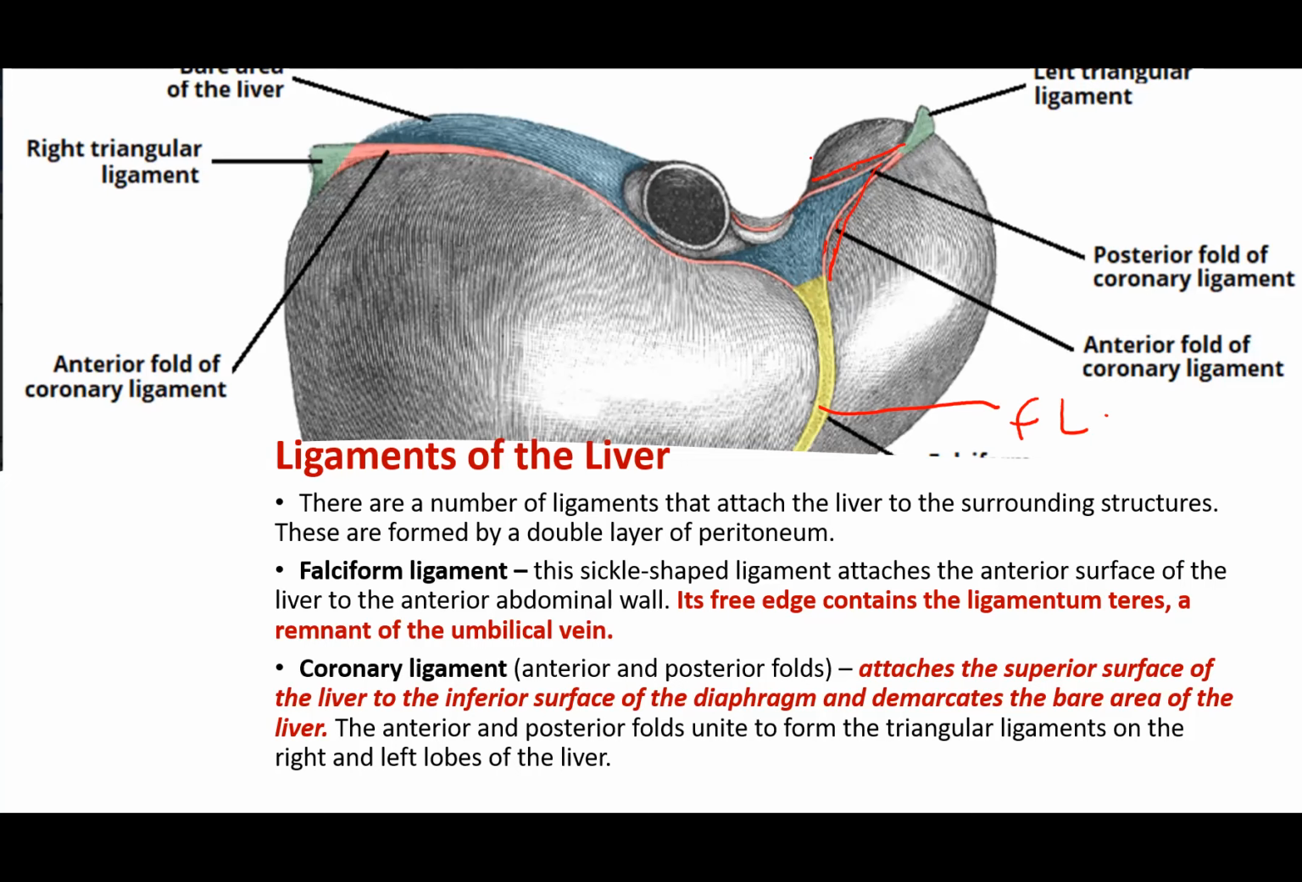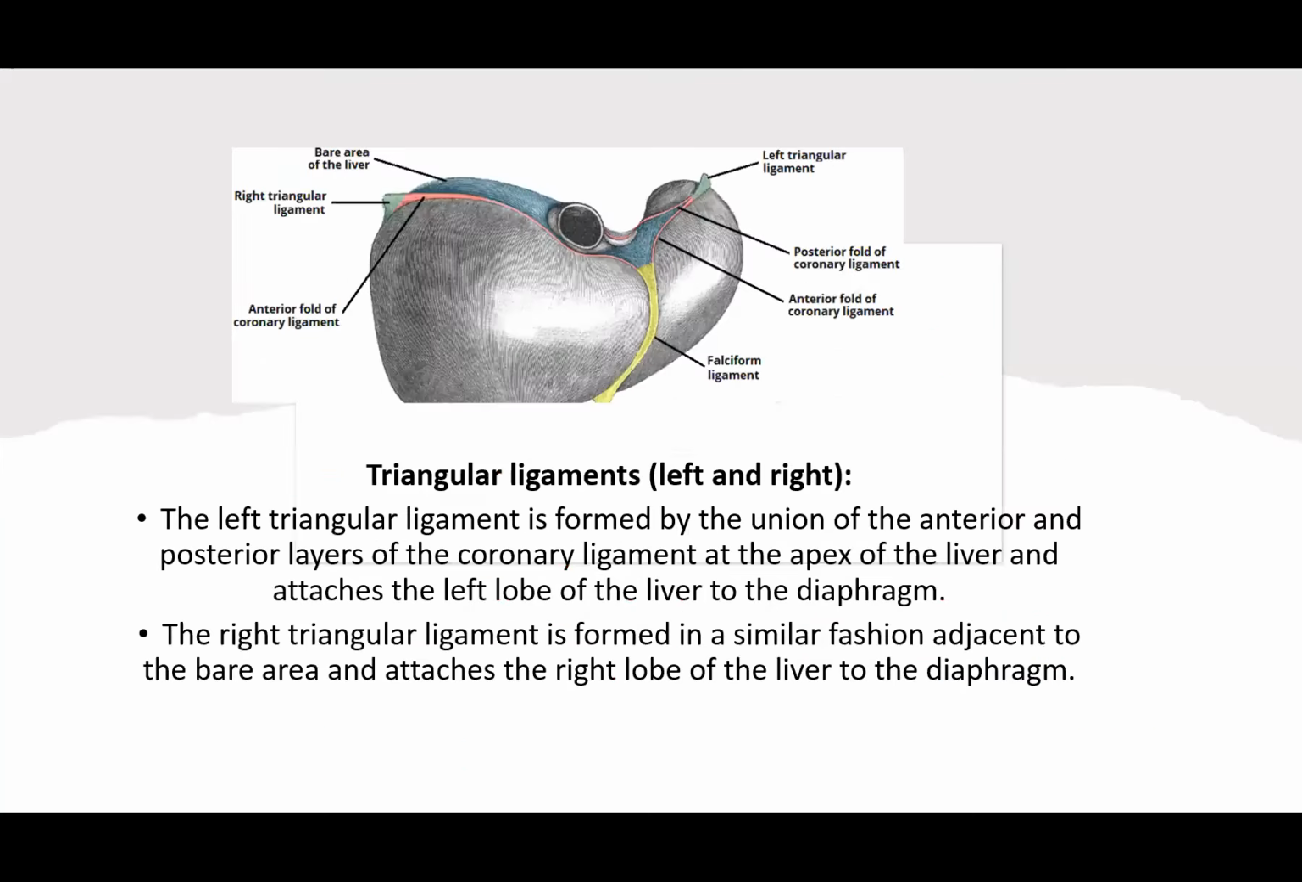The anterior and posterior folds unite to form the triangular ligaments on the right and left lobe of the liver. As you can see, these coronary ligaments unite to form the triangular ligaments on both sides, the right and the left triangular ligaments. And of course, if you look at the coronary ligaments on the right side, more of the bare area is on the right side as compared to the left side.